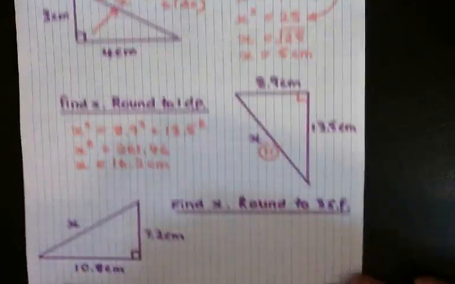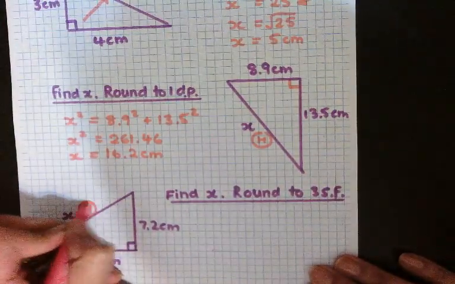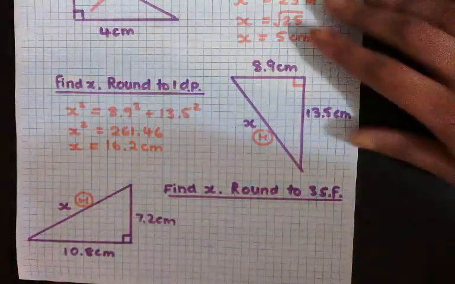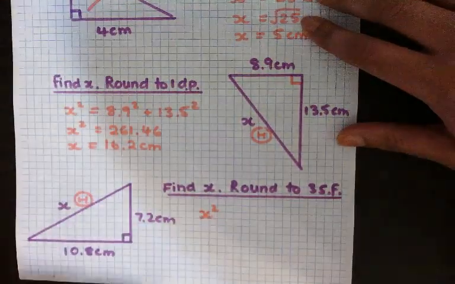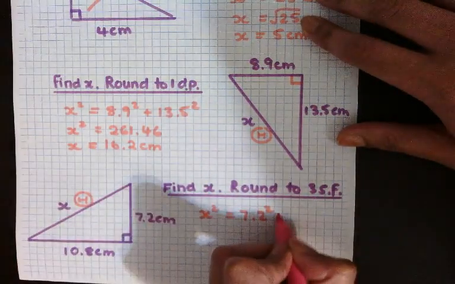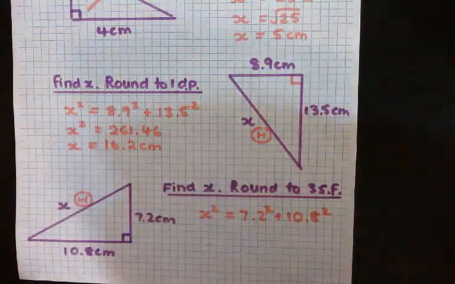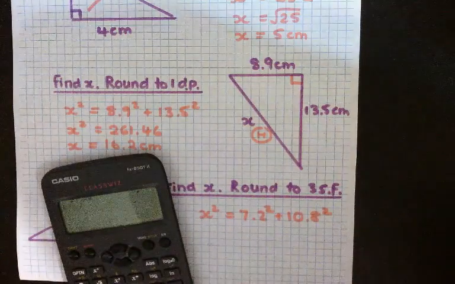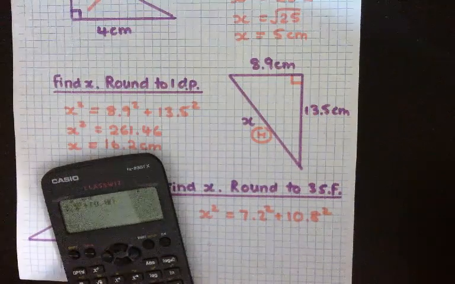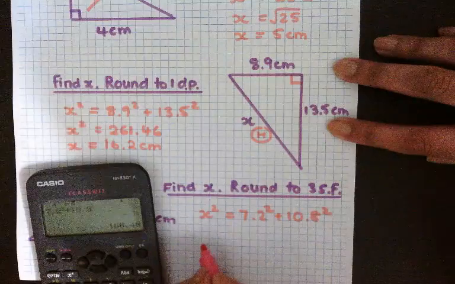So for the next one, again identifying the hypotenuse first, we're looking for the hypotenuse here, and I'm going to round this one to 3 significant figures. So x squared is equal to 7.2 squared plus 10.8 squared. So completing that calculation, 7.2 squared plus 10.8 squared is equal to 168.48.